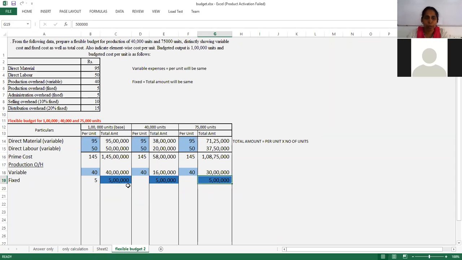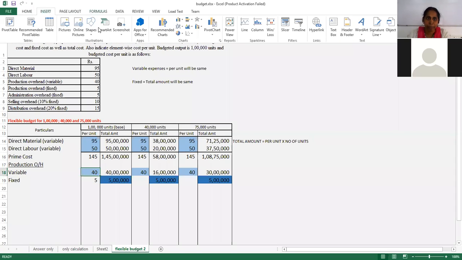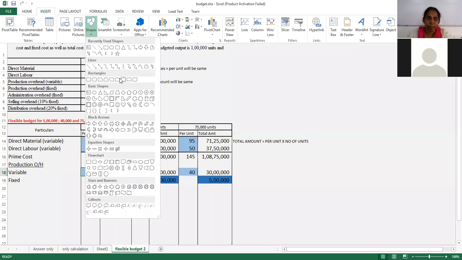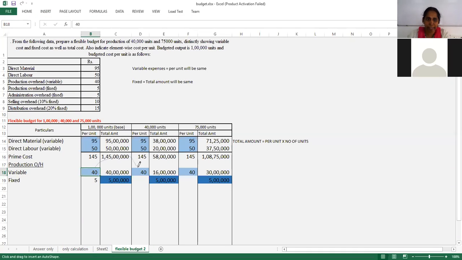Okay. So now you're going to fill up the blank. What is the blank you're going to calculate? The per unit, because you have the total amount. In the earlier variable cases, the per unit was the same. But in this case, what happens? See, here I have taken it like this: in the variable case, per unit will be the same. Okay, I'll just change the line color.